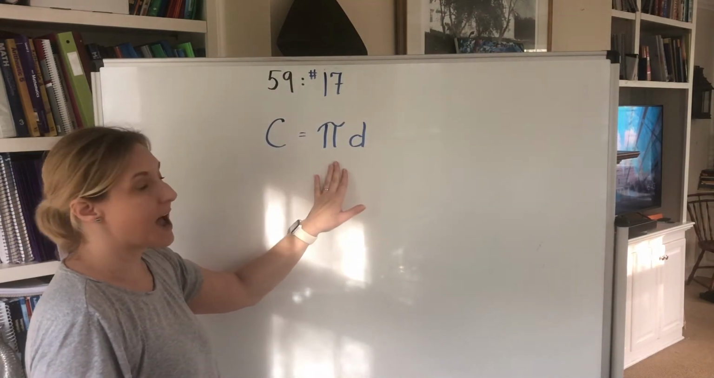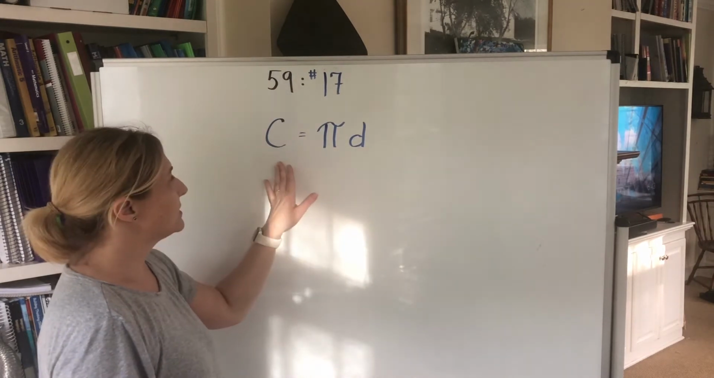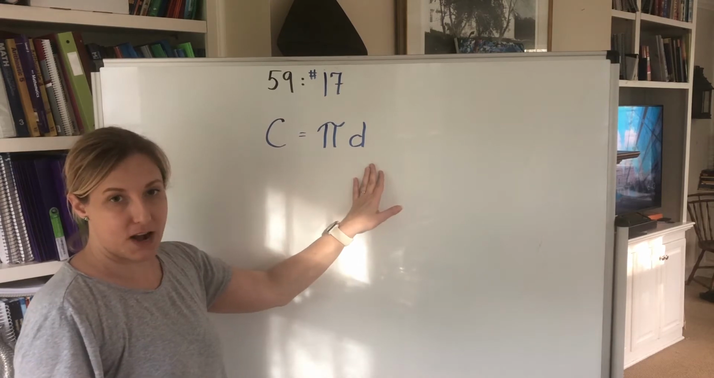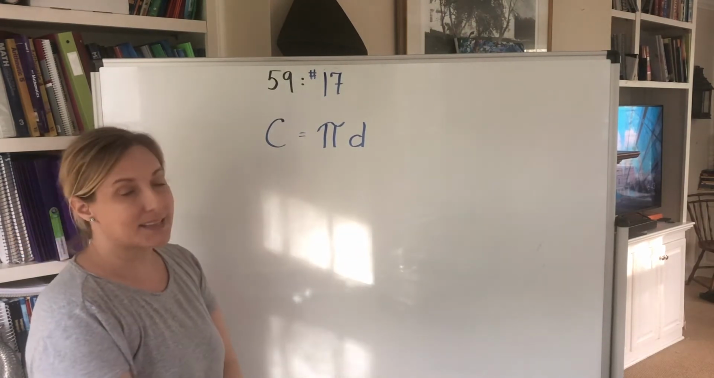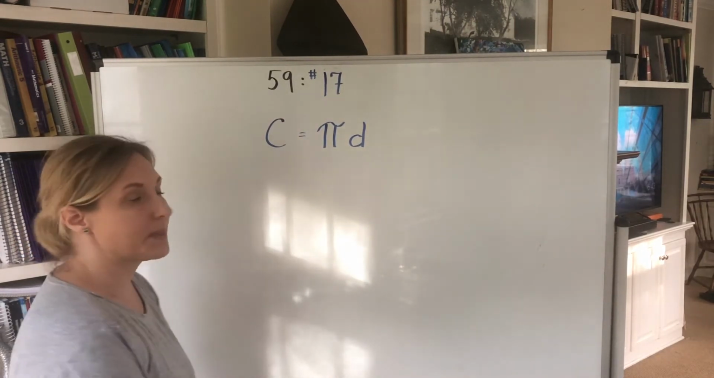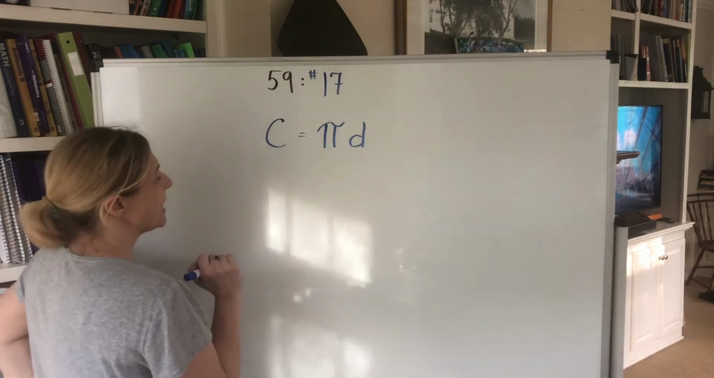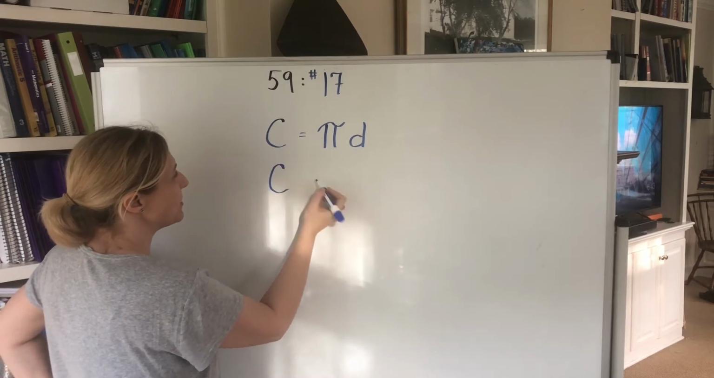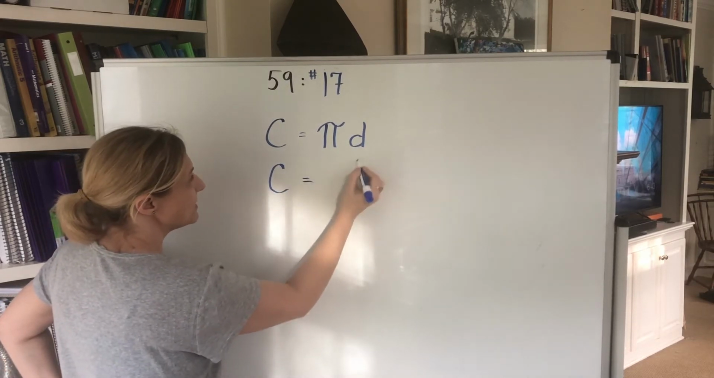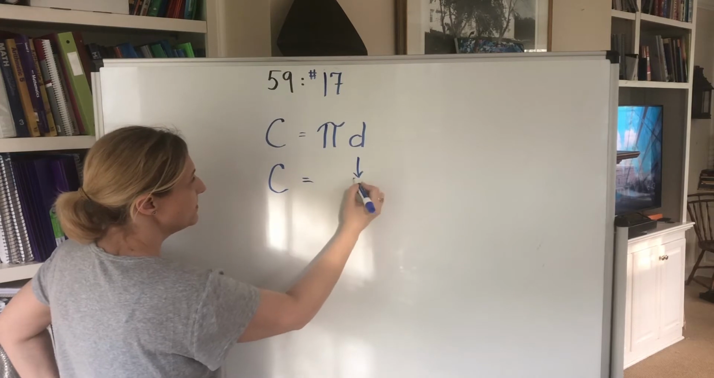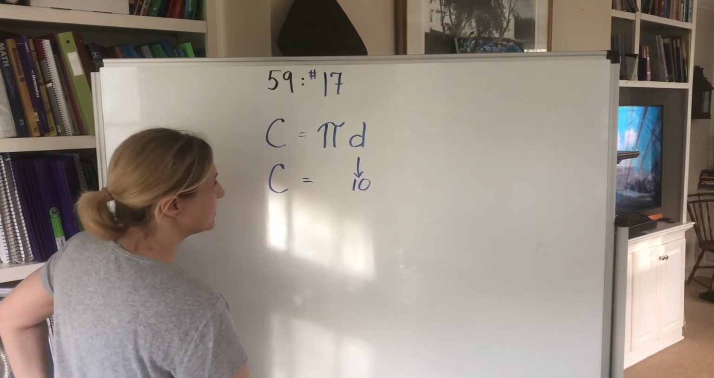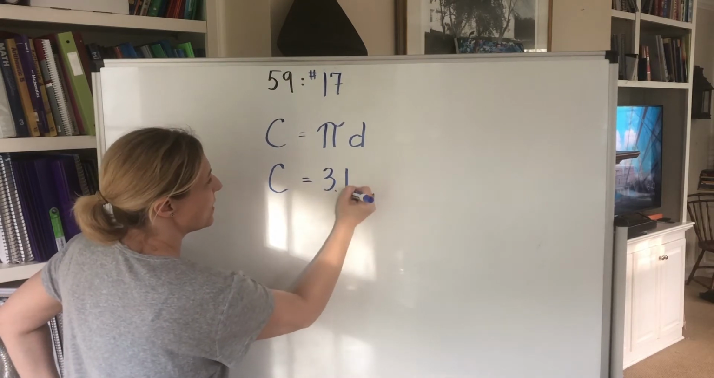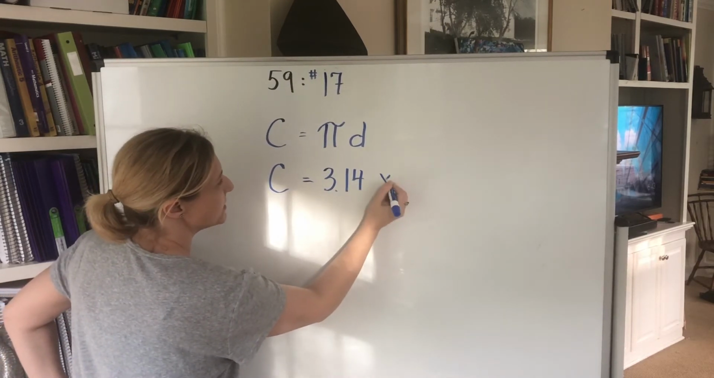Circumference equals pi times diameter. C equals pi d. You're going to want to remember this forever and ever for the rest of your life, that is how you find the circumference of something, pi d. Pi times d. They told us in this word problem that our diameter was 10. So let me write it like this. We're going to put pi, which is 3.14, times 10.